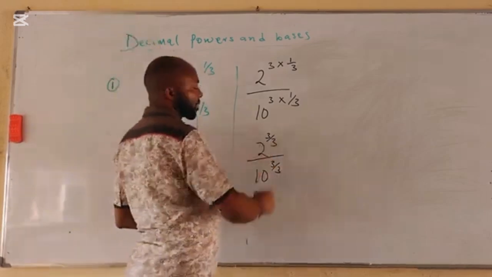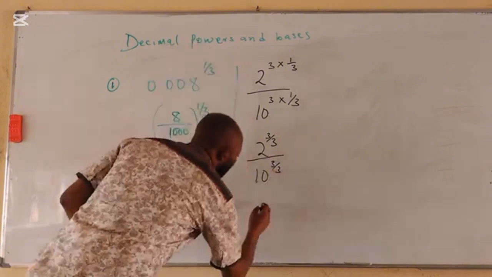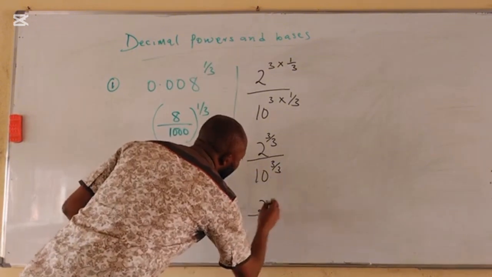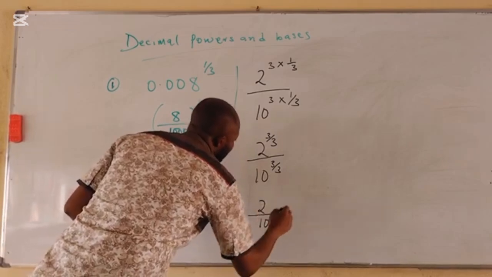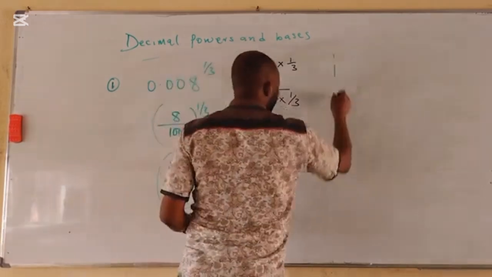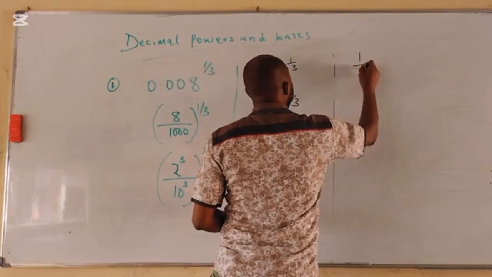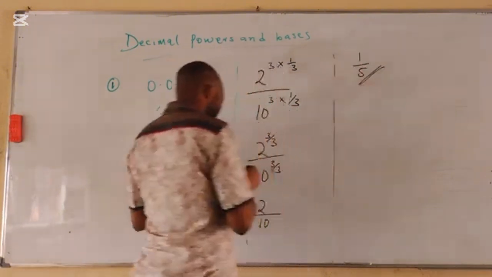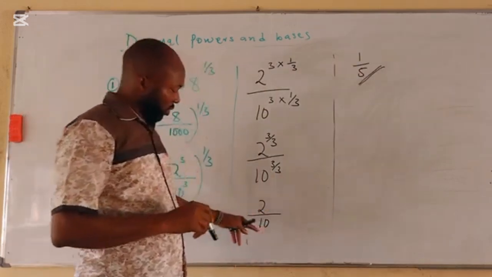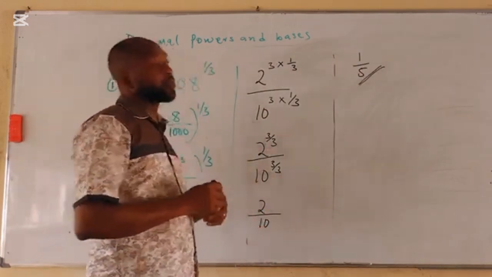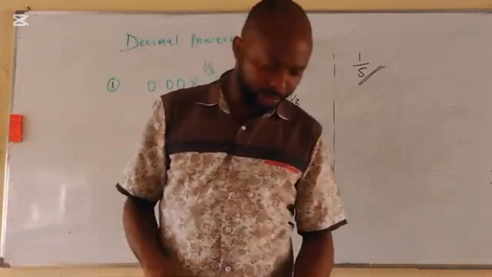Now, 3 divided by 3 is 1. So this is 2 raised to the power 1, which is 2, over 10 raised to the power 1, which is 10. 2 divided by itself is 1 time, and 2 goes into 10, 5 times, so 1 over 5. That's our answer. Let's take another example.